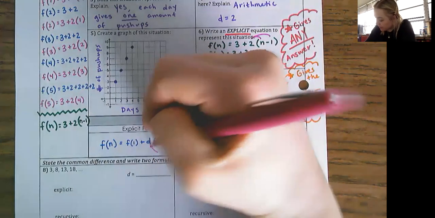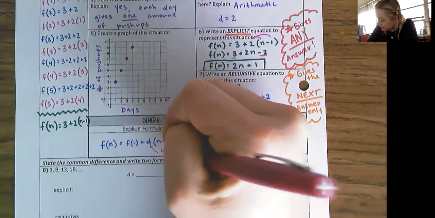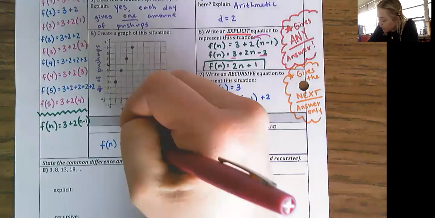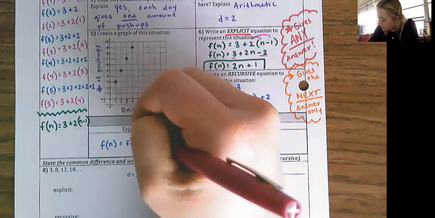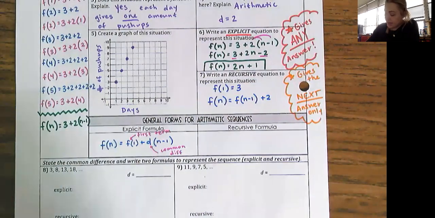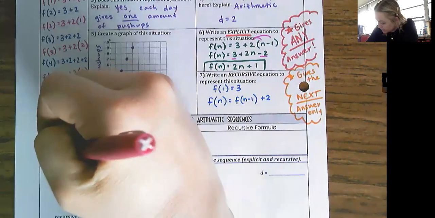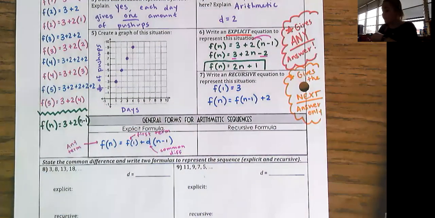D, if you remember, is the common difference. Just going to say common diff. F of 1 is the first term. And then f of n is any term. Okay, there is our general form for arithmetic explicit equation.